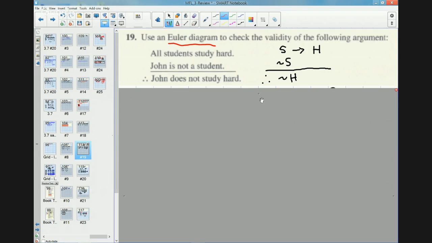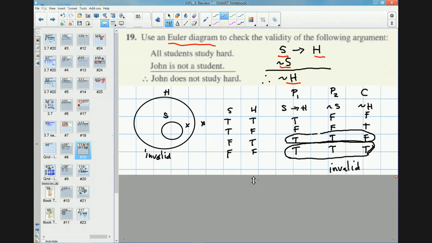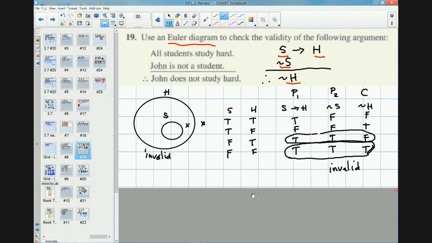So students study hard. So if you're a student, then you study hard. So this is student, this is study hard. You're not a student, therefore John does not study hard. So here's my Euler diagram. By the way, I have a truth table here too. You can ignore that. I was just going over the top to show you how to do it with a truth table. But look over here on the left.